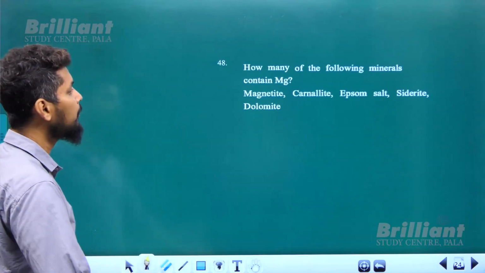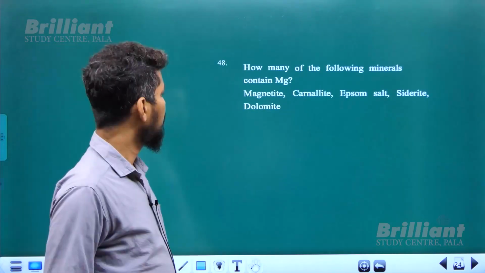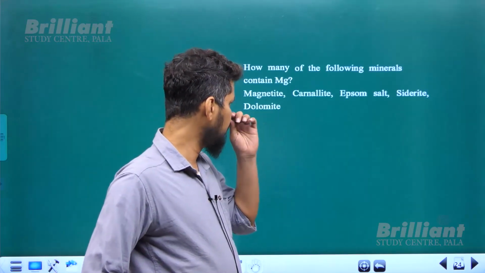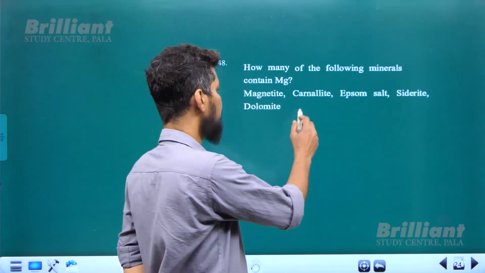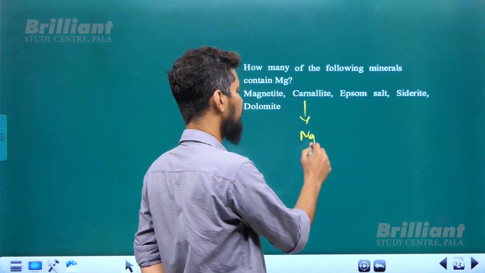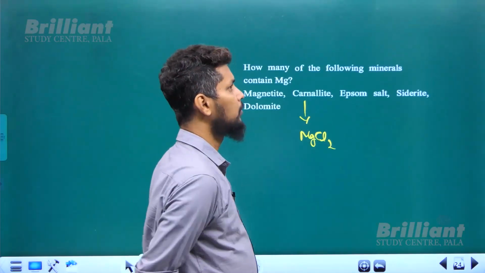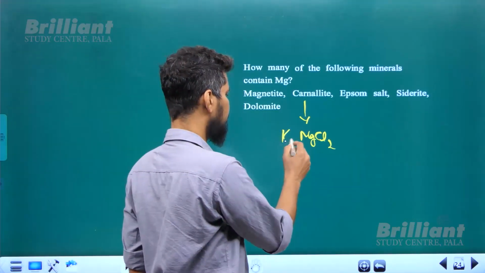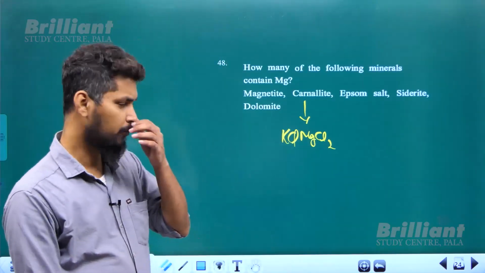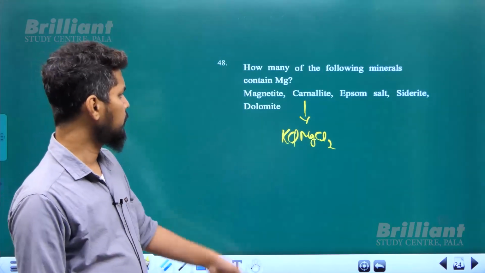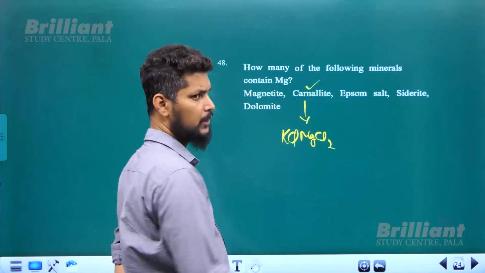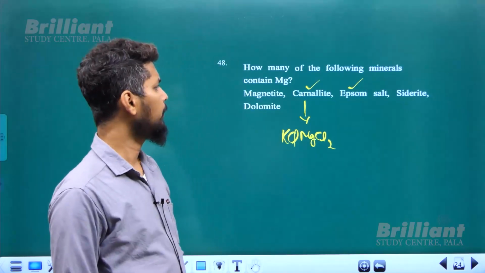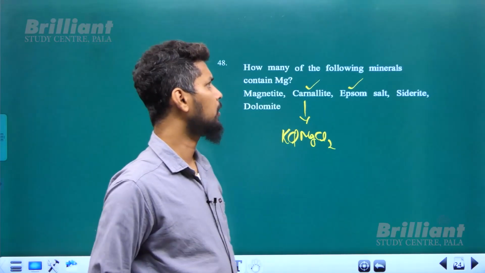How many of the following minerals contain magnesium? Magnetite, no, it is an iron ore. Carnallite consists of magnesium chloride, MgCl2. It's a double chloride: potassium chloride, magnesium chloride, and some water molecules. So it contains magnesium. Epsom salt is magnesium sulfate, so it also contains magnesium. Siderite is not a magnesium ore.